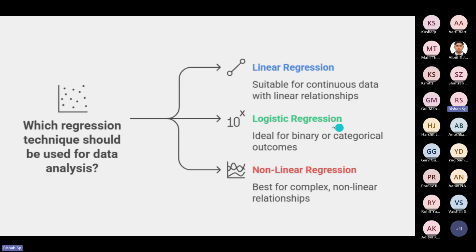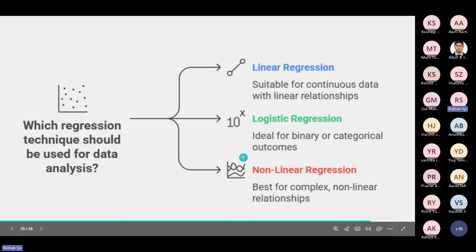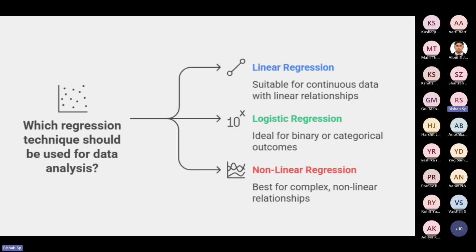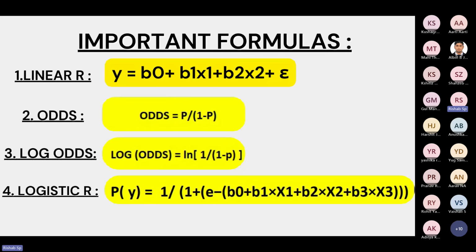Logistic regression is ideal for binary or categorical outcomes: yes or no, success or failure. Non-linear regression is best for complex non-linear relationships. That's it. This is actually simple. There is a lot of theory. I think the assumptions and all are super important, but the practical part is quite simple. These are the whole 4 formulas we have in this module.